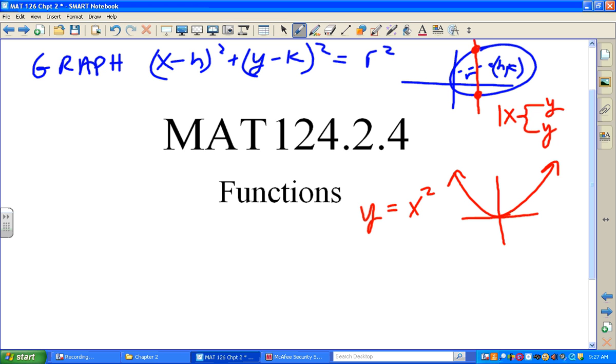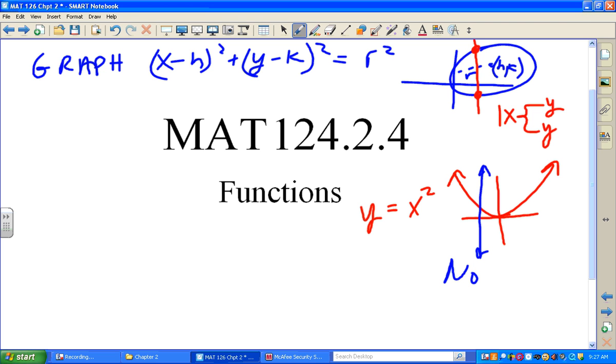If I draw a vertical line, is there any place where it's going to hit the graph twice? You don't have to do that. You can just know. That's what the graph is doing. That's what the vertical line test is doing. It's telling you visually, are there 2 y's for the same x? In this case, the answer is no. So y equals x squared is a function.